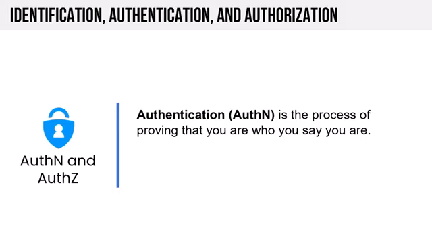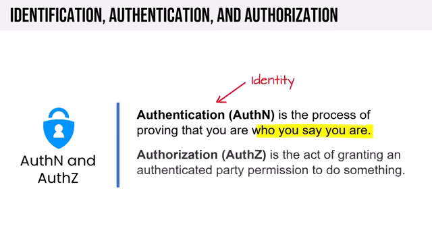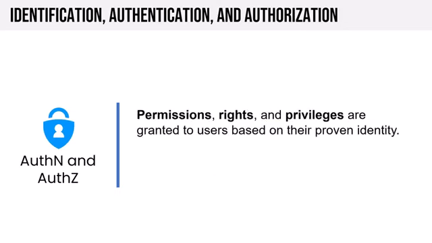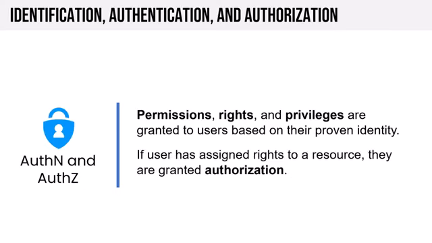Authentication, sometimes abbreviated as Auth-N, is the process of proving that you are who you say you are. That's identity. Authorization, sometimes abbreviated Auth-Z, is the act of granting an authenticated party permission to do something. That's access. So permissions, rights, and privileges are granted to users based on their proven identity for resources to which they have been assigned access.